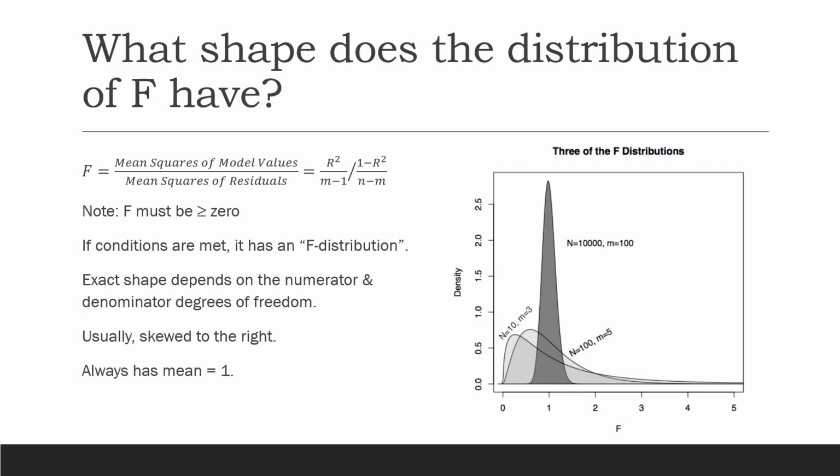An F distribution, the exact shape of it depends on the numerator and denominator degrees of freedom. Generally, they're skewed to the right. But as you can see over here, when you have a very large number of cases, sometimes your F distribution will start to become relatively symmetric and normal looking. F distributions have the characteristic that they always have a mean at 1.